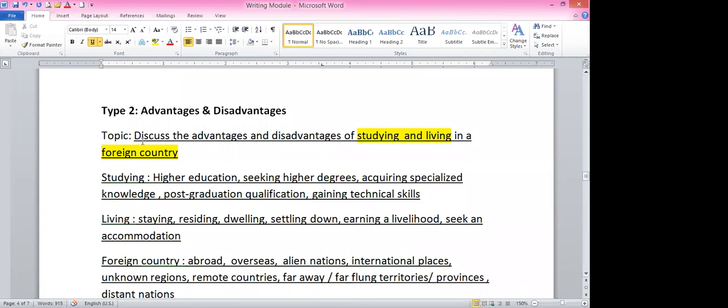This part is your question. So the topic is studying and living in a foreign country. This is my theme. Another example: Discuss the merits and demerits of online education. Online education is the theme. The question is discuss the merits and demerits. So advantages and disadvantages is your question. The topic is studying and living in a foreign country. This part you have to paraphrase.